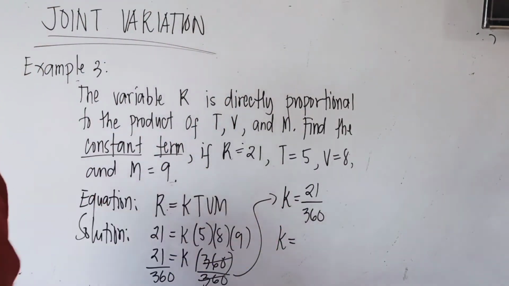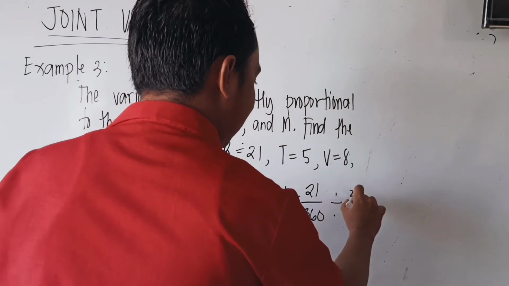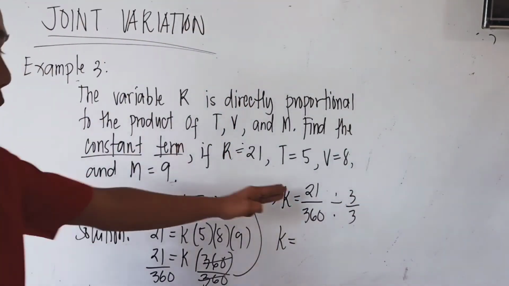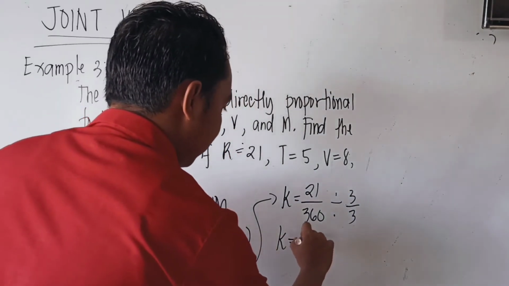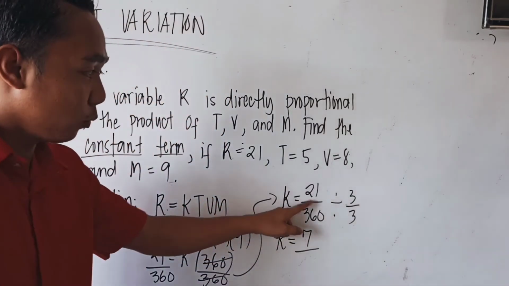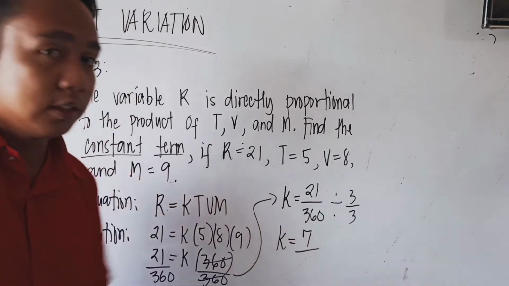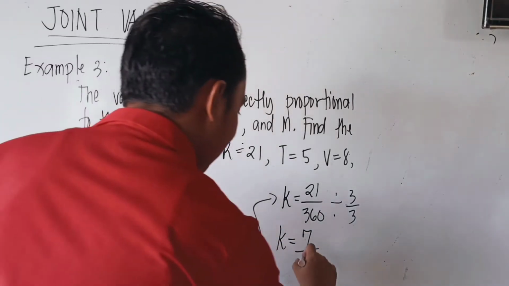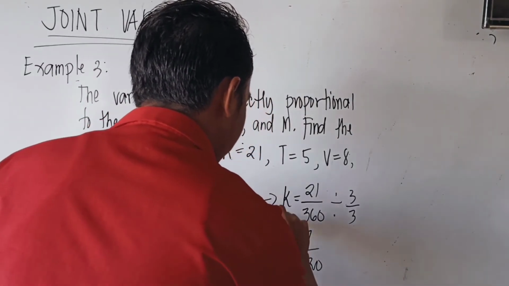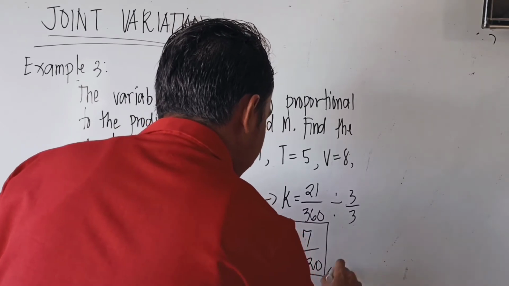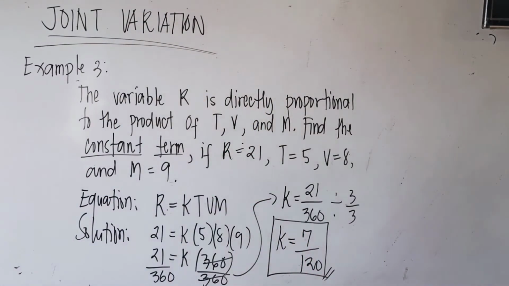Diba? 21 and 360 is divisible by 3. So, divide natin 3 over 3. 21 divided by 3, that is 7. 360 divided by 3, that is 120. So, k is equal to 7 all over 120. And that is the constant term. Okay, dyan sa problem na yan.